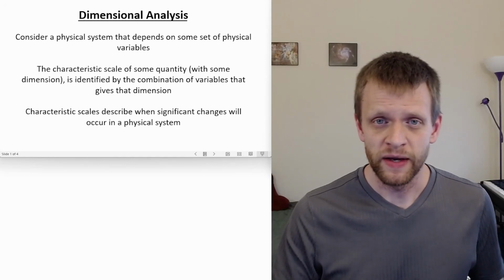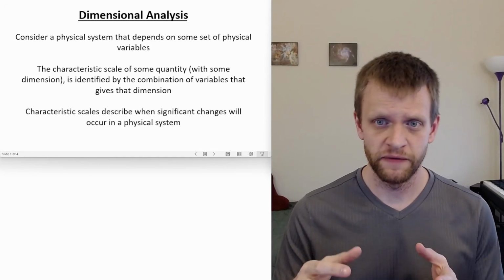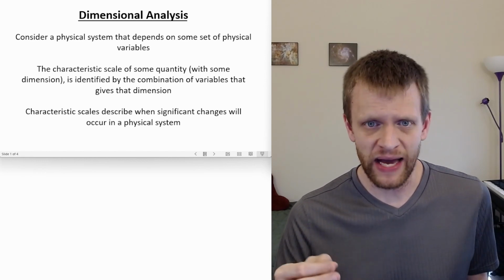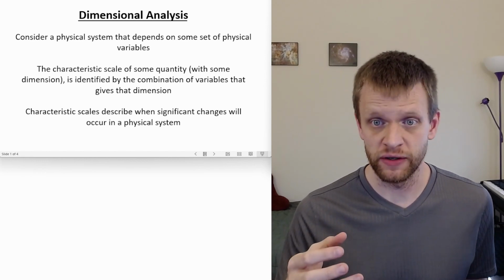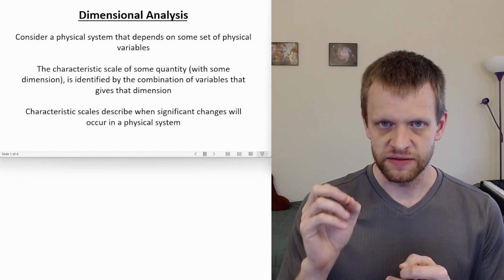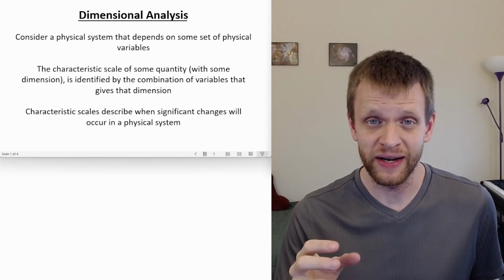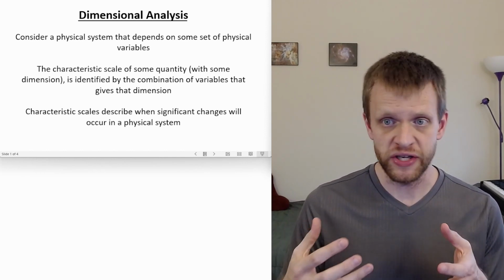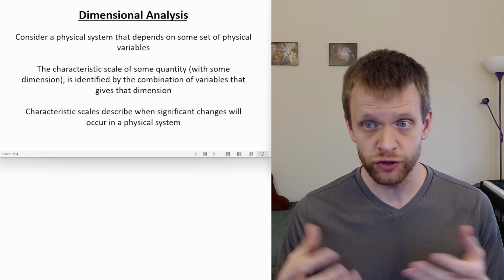Hi everyone. In the last scientific critical thinking video, we talked about this method of dimensional analysis, where if we have some system that depends on some set of physical parameters, we can identify different characteristic scales by finding combinations of those physical parameters that produce the corresponding dimensions that we're interested in.